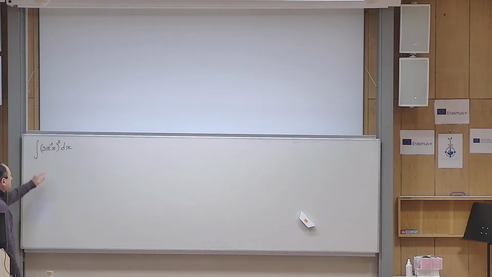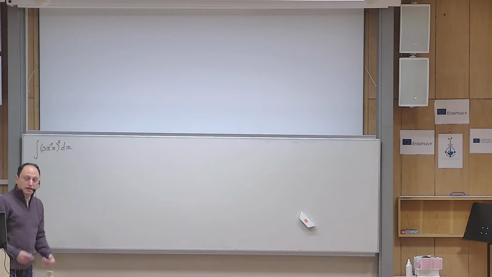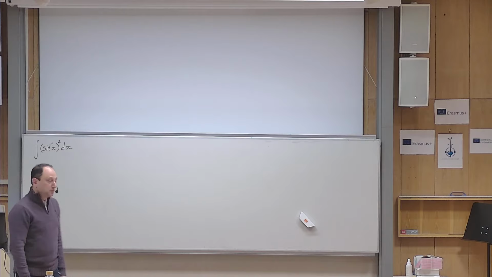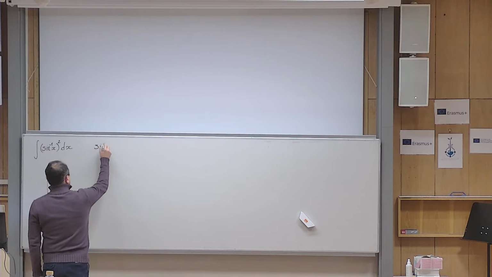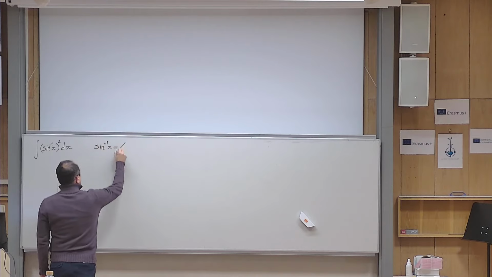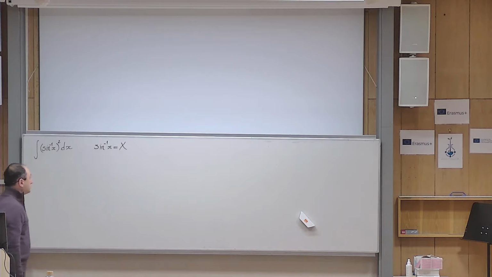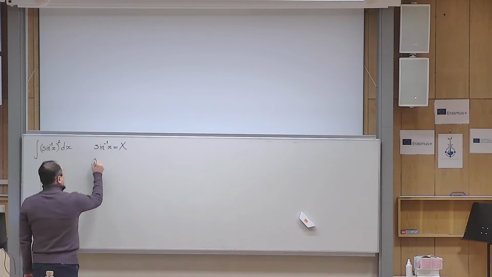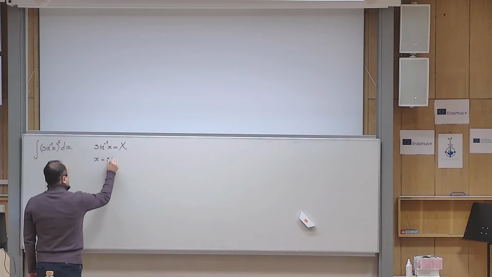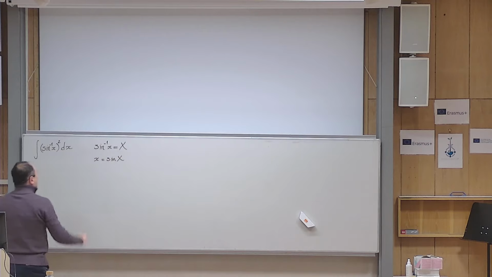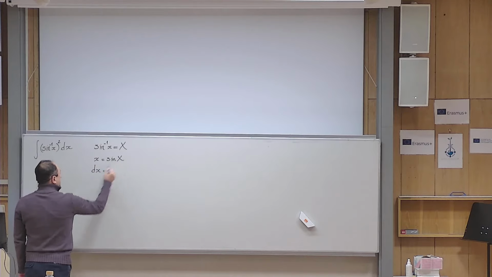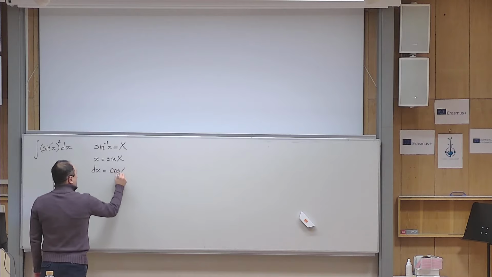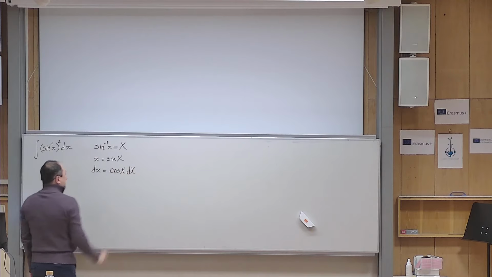One way to do it is to get rid of sine inverse and then do integration by parts. The way that I do it, I introduce capital X to be sine inverse of x. Then immediately I realize that x is sine of capital X. I also need dx, which is the derivative of this, cosine capital X d capital X.